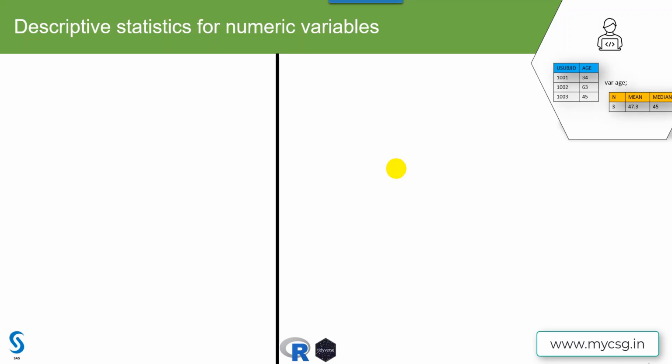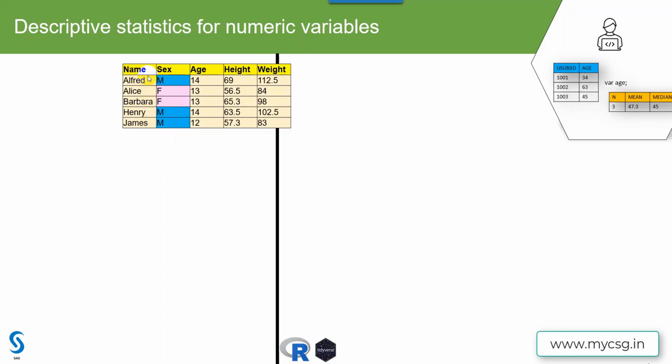In this series, we are exploring SAS programming feature equivalence in R tidyverse package. In this video, we will see how to fetch the descriptive statistics for numeric variables. So let us say we have this input data in which there is data for 5 students in which sex, age, height and weight are collected.